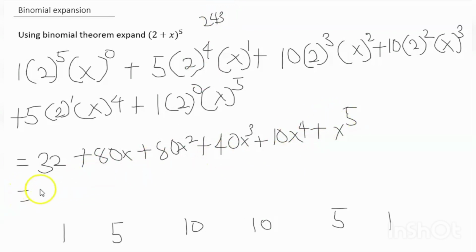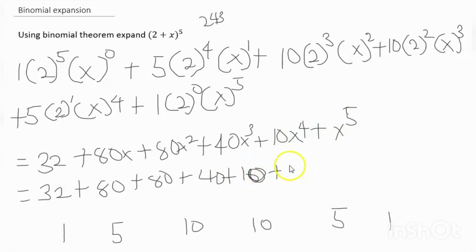So let's try that. So this will be 32 plus, if we replace x with 1, that will be 80 times 1, that will be 80. If we replace x squared with 1, that will be 1 squared. 1 squared is 1, so that will still be 80. 1 to the power of 3 will be 1. 1 multiplied by 40 will be 40. 1 to the power of 4 is 1. 1 multiplied by 10 is 10.